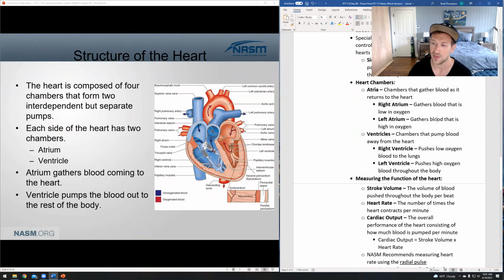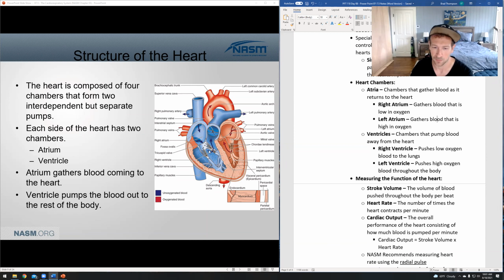The left atrium is gathering blood that's high in oxygen. This is blood that's coming right back from the lungs. So because it was just in the lungs, it has a ton of oxygen in it. And so now it's going to be able to deliver that where it needs to go. So that's the top of the heart.